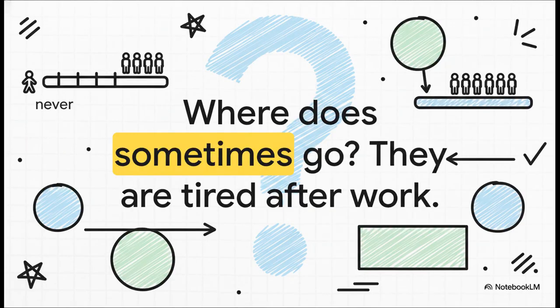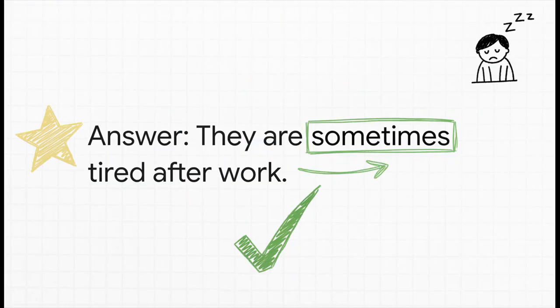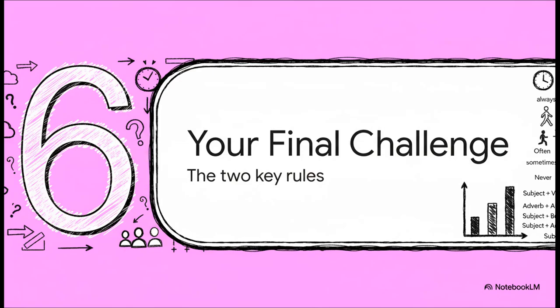All right, round 2. This time the sentence is, they are tired after work. And the adverb is sometimes. Where does it go? Pay close attention to the verb in this one. And the answer is, they are sometimes tired after work. Bam! The verb is are, which is our special verb to be, so the adverb sometimes has to come after it. You're getting the hang of this. Okay, awesome job. That was great.